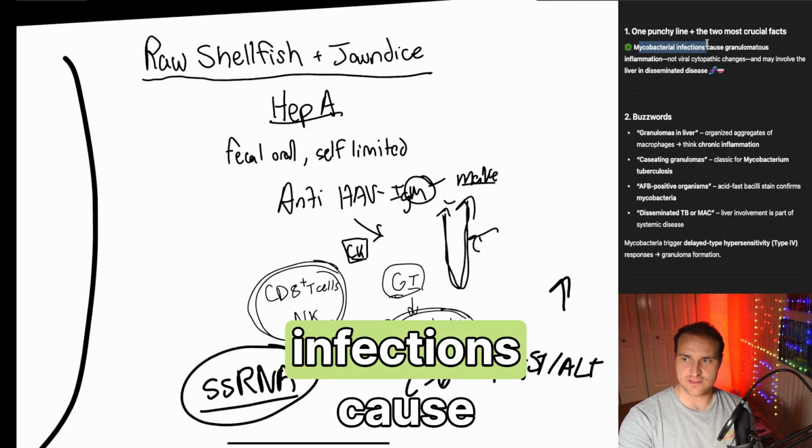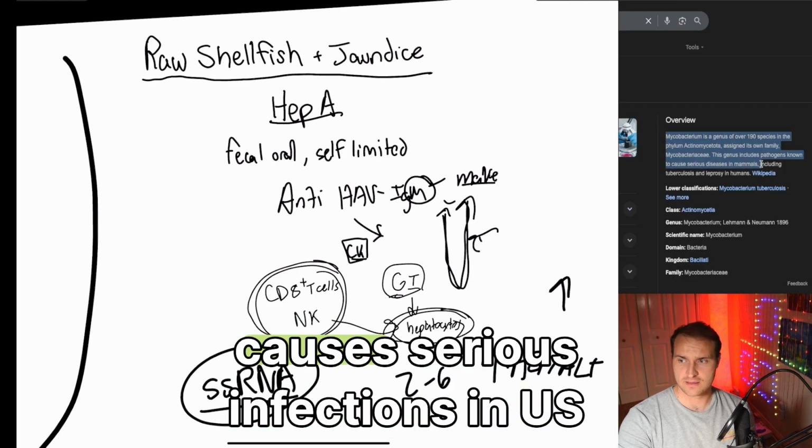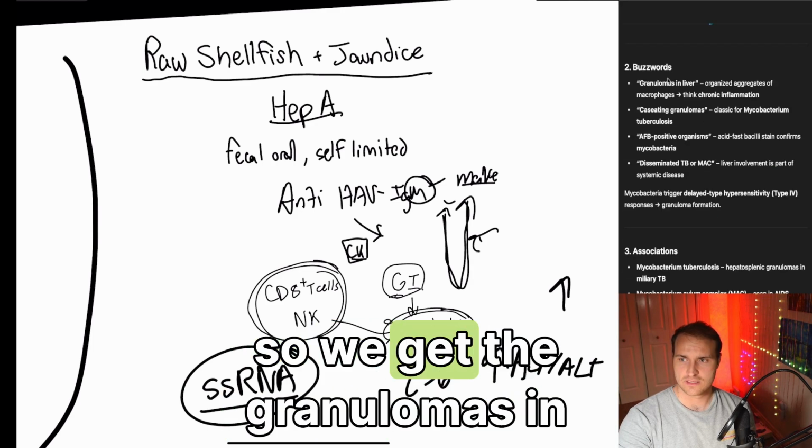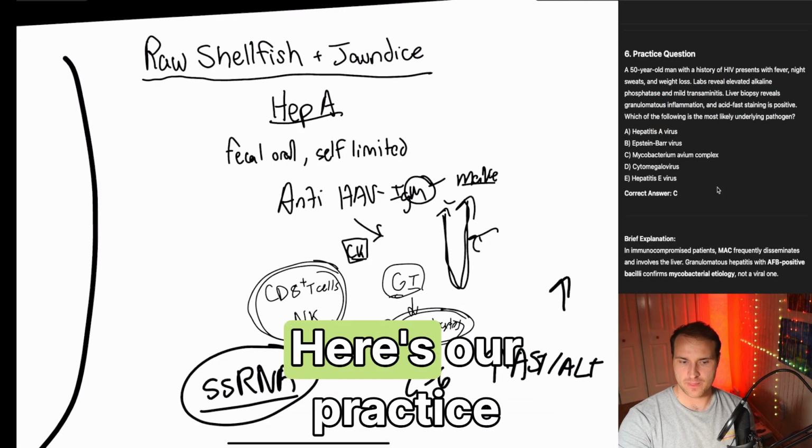Next thing is mycobacterial infections cause granulomatous inflammation. What is a mycobacterium? Well, it's a genus of 190 species, causes serious infections in mammals. So we get the granulomas in the liver. Caseating granulomas is classic for Mycobacterium tuberculosis. Here's our practice question about it.